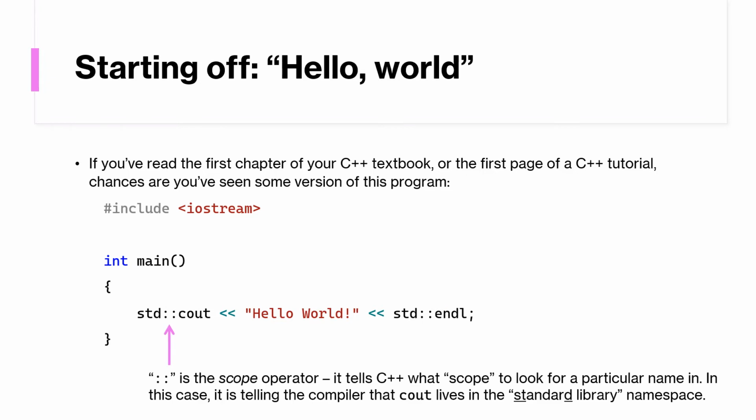Okay. Now what about this funny colon thing here? This is what C++ calls the scope operator. It tells C++ what scope to look for a particular name in. In this case, it's a kind of scope called a namespace. All of the standard library objects and functions and types live in the standard namespace. That's what STD stands for, standard library. It does not mean sexually transmitted disease, no matter how much we may have been indoctrinated to read it that way these days.